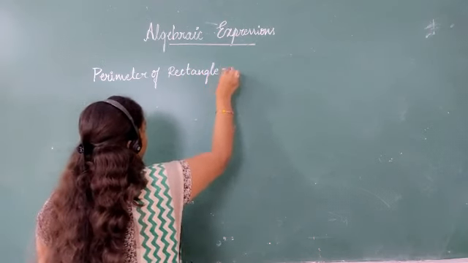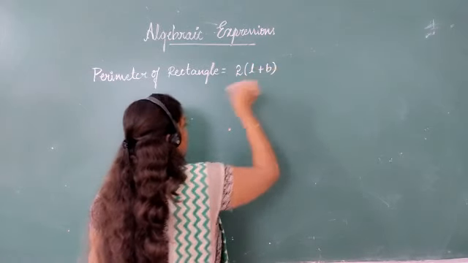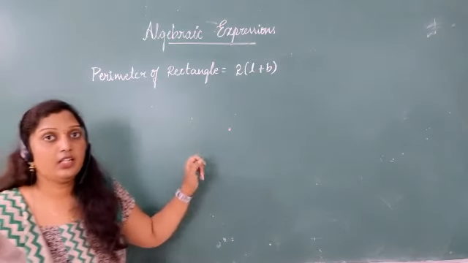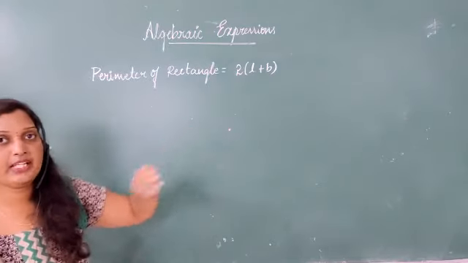That is given by 2 into L plus B. This is the formula we have, 2 into L plus B. We already know, right? But do you know how this formula came? This is through the algebraic expression itself.